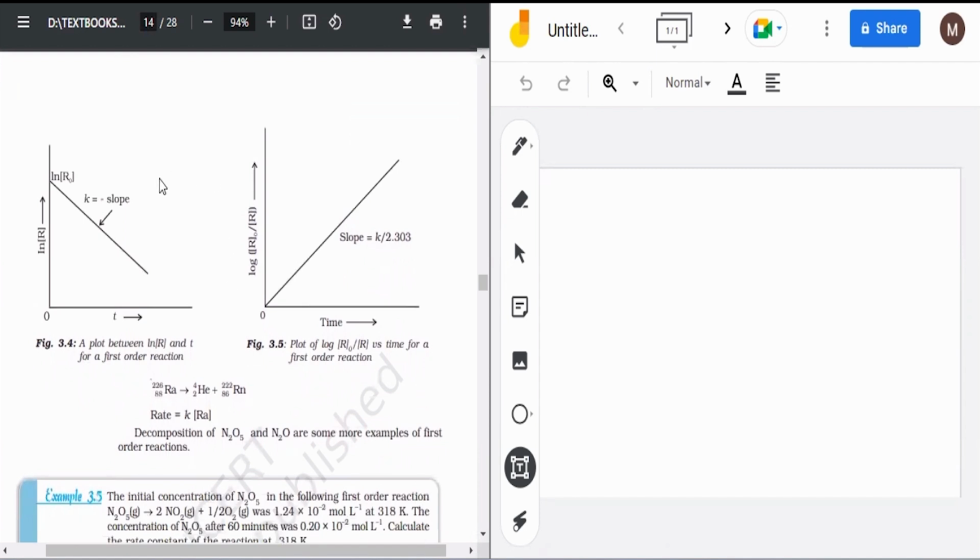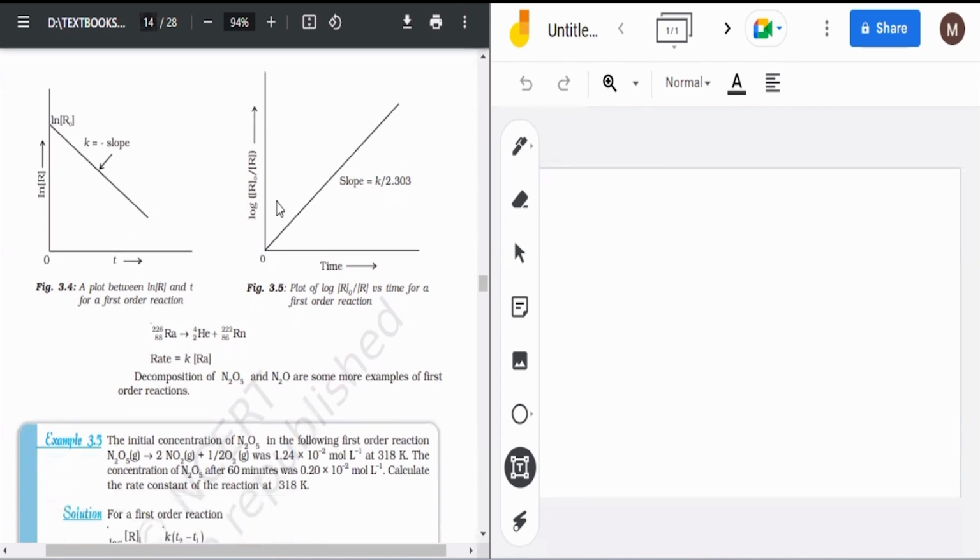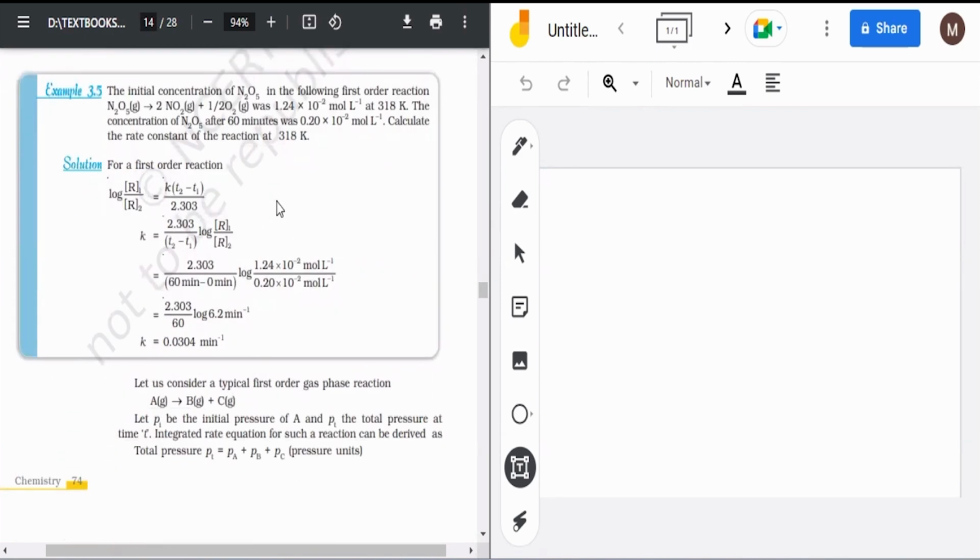Now the plots again. Since for ln R versus t the slope is negative, we get this type of graph. And with time, we can get this because k is equal to 1 by t ln of R naught by R. So on plotting it on an XY graph, we will get this type of graph. Remember one thing, this is for ln R versus t, and this is for log of R naught by R versus t. Both are different graphs, so don't get confused in this thing. Now this is an example which we will be doing in our question part.